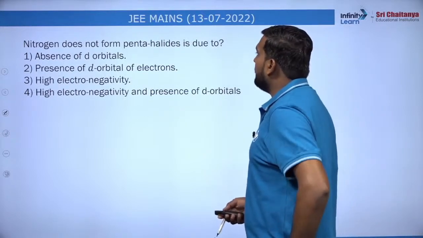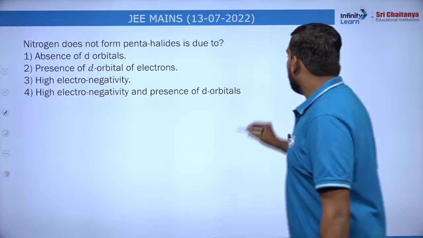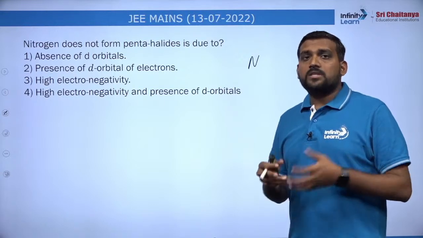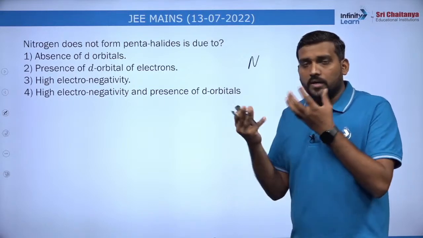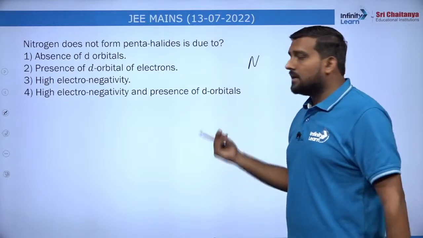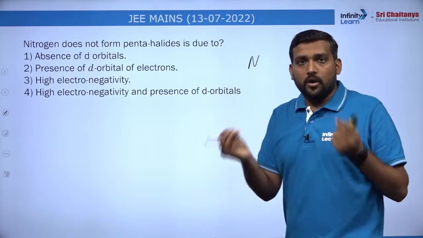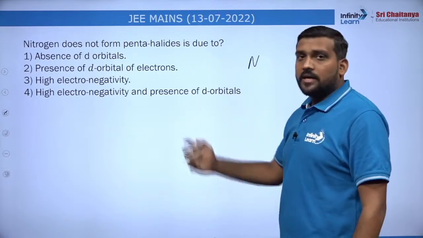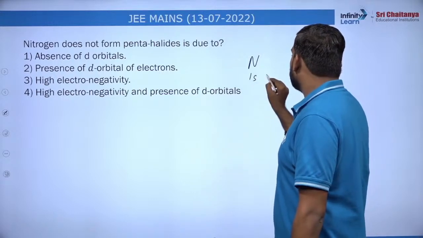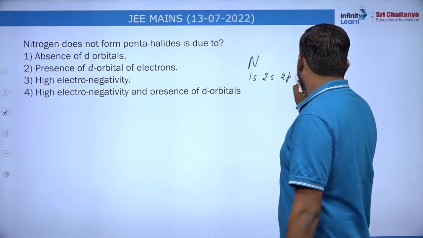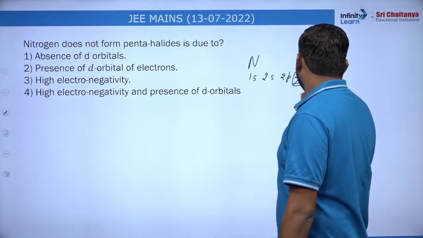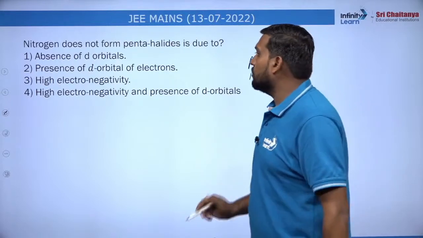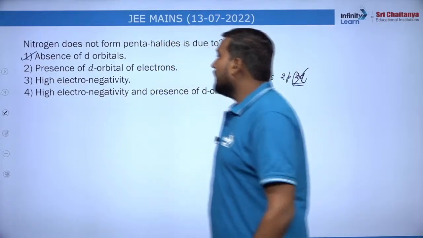Nitrogen does not form pentahalide, it is due to what? We know that nitrogen does not have any vacant d orbitals by which it can expand its valency. To expand the valency, it needs vacant d orbitals. As it is present in the second period, only 3 orbitals are present there, 1s, 2s and 2p. There is no concept of 2d. So because of the absence of d orbitals, it cannot expand its octet, or valency, beyond 4. So the correct answer is absence of the d orbital.